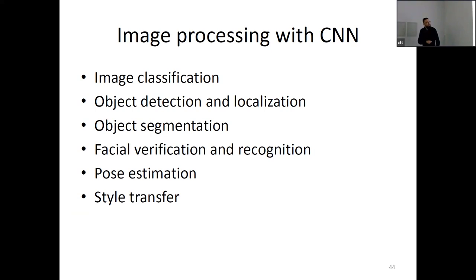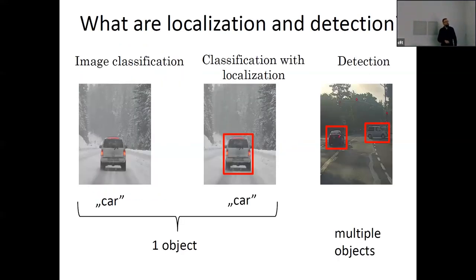Okay, a few examples of the tasks that we can use the CNN for. We have image classification, object detection and localization, object segmentation, and apart from that, very different from what I'm doing, facial verification, recognition, pose estimation, style transfer. But what I am more connected with is object localization and detection.